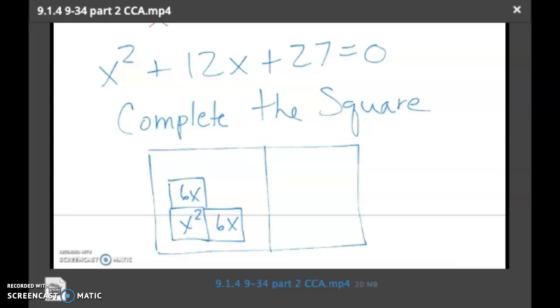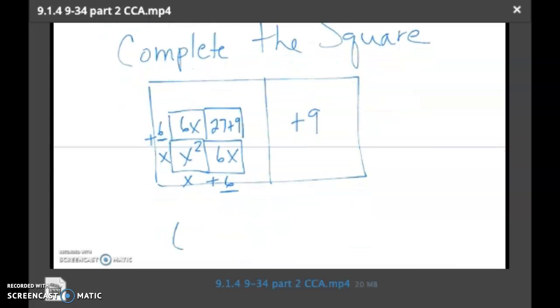Okay, so now the dimensions of this square, when we complete it, have to be x plus 6 times x plus 6. All right, and now in this corner here, I have a total of 27 ones. Okay, but when I take 6 times 6, I get 36. So I know I need to have 36 ones in that corner. So to get there to be 36, I'm going to have to add 9 to 27. And if I do it on the left side there, I need to do it on the right.